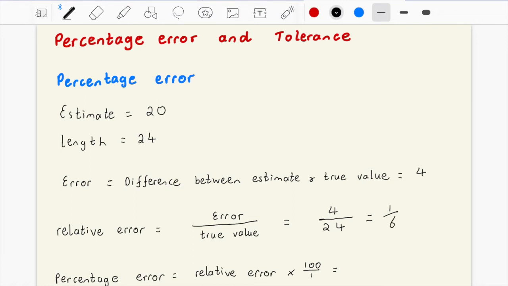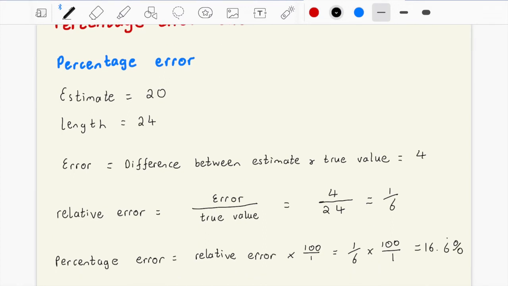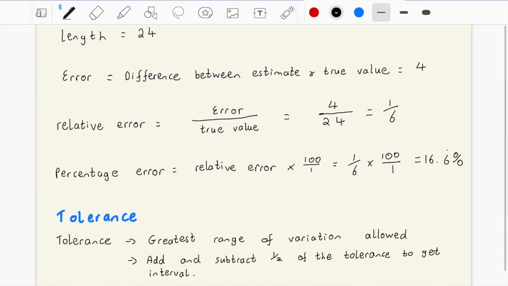Percentage error is simply the relative error multiplied by 100/1, or the relative error expressed as a percentage. So in this case, it's 1/6 multiplied by 100/1, which is 16.6%. Now moving on to tolerance.